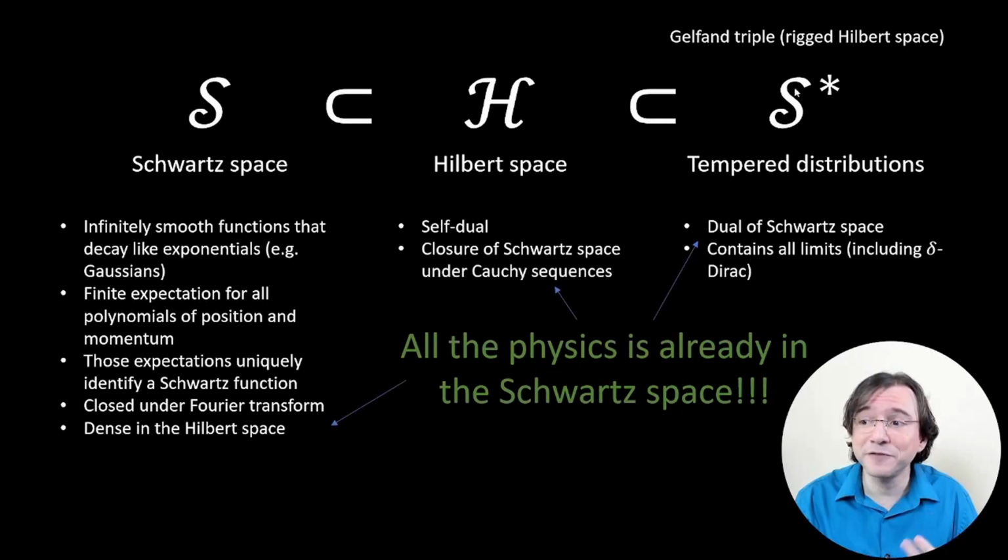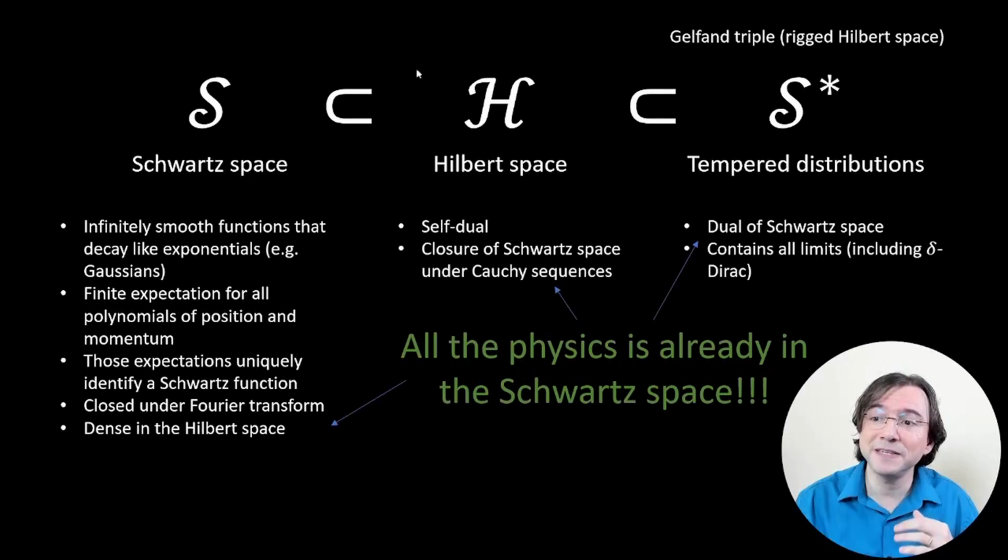And the space of tempered distributions, which is the dual of the Schwartz space, which basically is the space of all the linear operators that can be defined on the Schwartz space, can also be understood as containing all the limits, including the Delta-Dirac, of the Schwartz space. Again, all the limits in some sense. So really the Schwartz space is a subspace of the Hilbert space. The Hilbert space is a subspace of these tempered distributions. And all the physics is already defined in the Schwartz space, which again makes me think that this is really where the physics is defined.